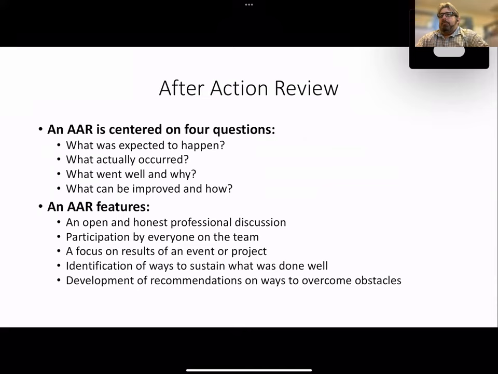So a way that we can improve our SOPs and our lists is through an after action review. And the after action review is a blameless design to enable us to talk about the exact object or period of time in question.